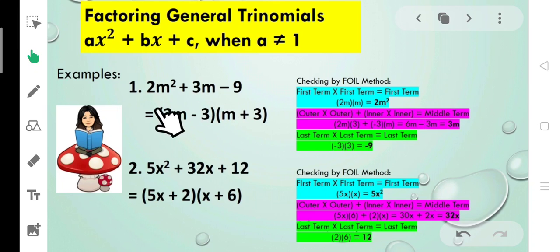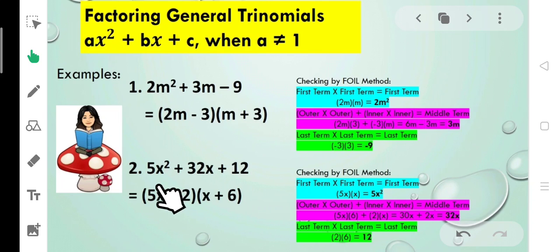So, let's check again. 2m times m is 2m squared. Negative 3 times positive 3 is negative 9. To get the middle term, we have negative 3 times m, that is negative 3m. For the outer terms, 2m times 3 is 6m. So negative 3m and 6m give positive 3m. Since all the terms are satisfied, these two binomial factors are correct.